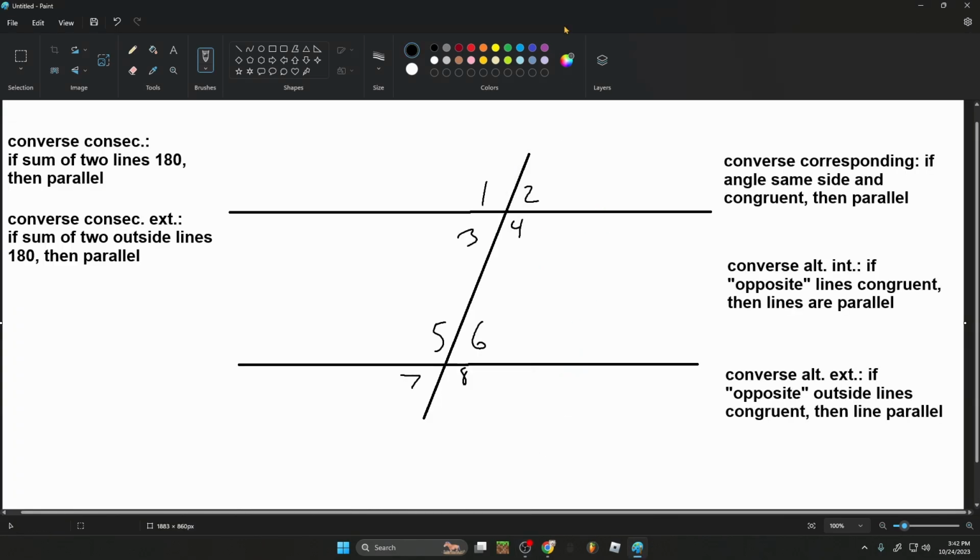Something I didn't explain was that the converse is exactly the opposite of what the normal statement says. So with the converse, you could think of it as if Q, then P, but the normal statement is usually if P, then Q.